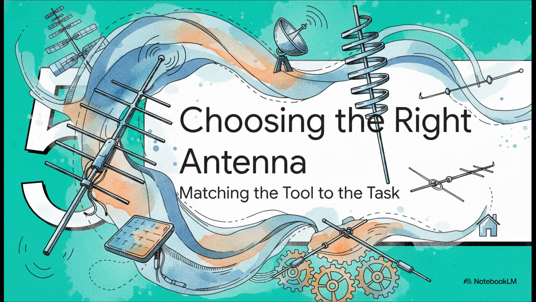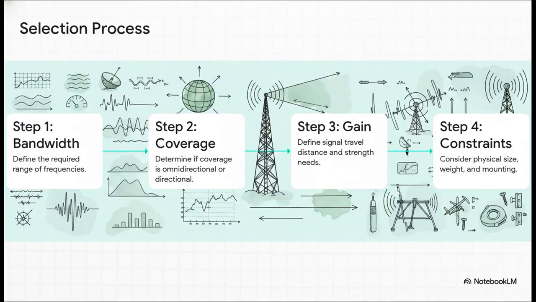So all of this brings us to the final, really practical question. How do you actually use this knowledge? How do you match the right tool to the right task? It's really just a logical process. Step 1, figure out your bandwidth. Are you listening on one specific frequency, or do you need to scan a whole range? Step 2, your coverage area. Do you need to send a signal everywhere, or just from point A to point B? Step 3 is gain. How far does the signal need to go? How strong does it need to be?